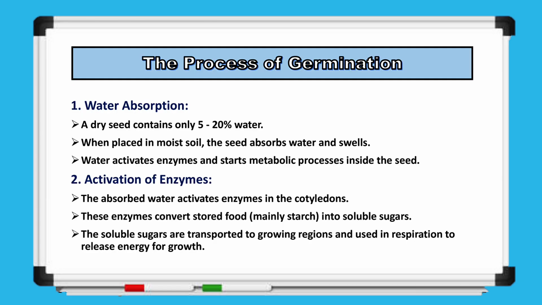The second stage involves the activation of enzymes. When water enters the seed, enzymes in the cotyledons become active. These enzymes convert stored food substances, mainly starch, into soluble sugars. These sugars are transported to the growing regions and are used in respiration to release energy for growth.